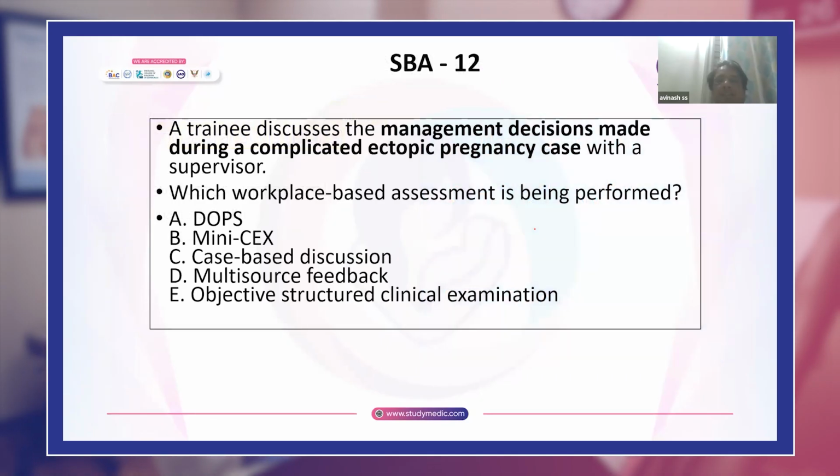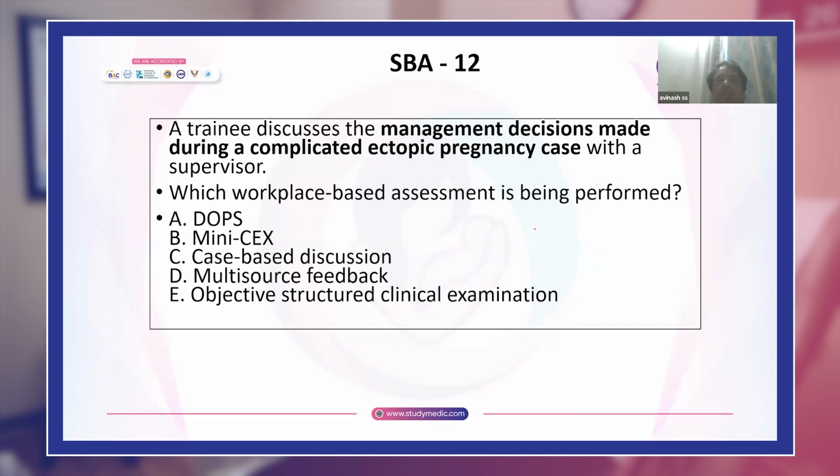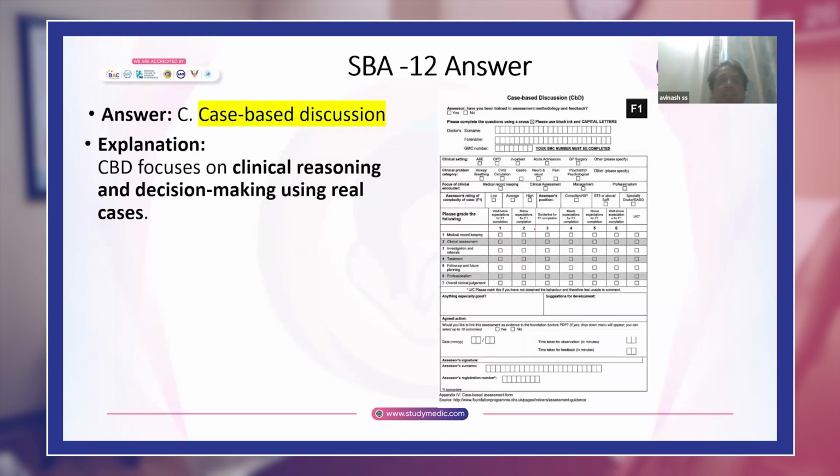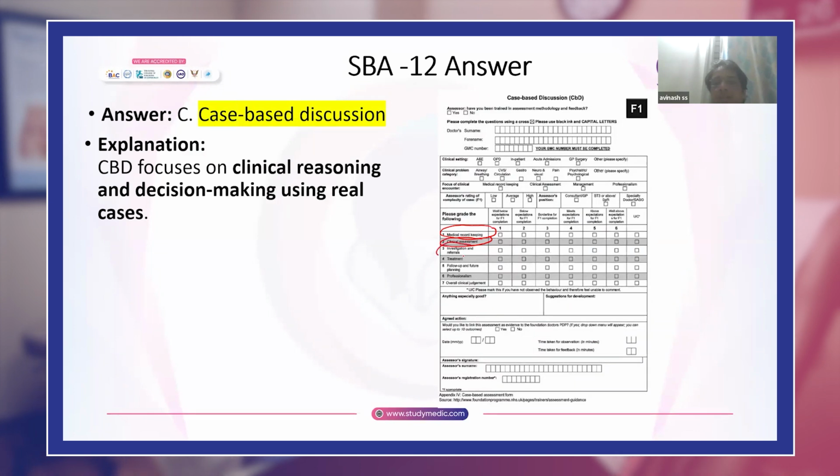A trainee discusses the management decisions made during a complicated ectopic pregnancy case with a supervisor. A trainee is discussing the management decisions of a particular case in detail. Which workplace assessment is being performed, while the supervisor is observing and noting down how he is discussing the case? It's case-based discussion. It actually focuses mainly on how he has recorded the case. Okay, what is his clinical assessment, how he is getting the investigations and referrals, and how he is writing the treatment, what is his follow-up, etc.